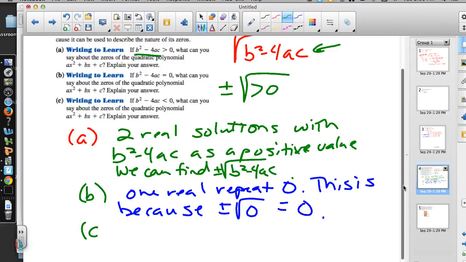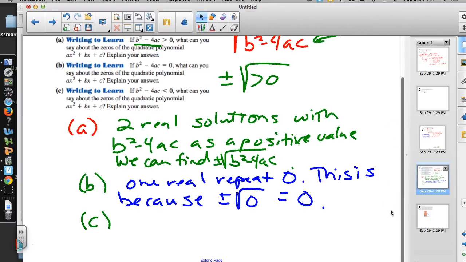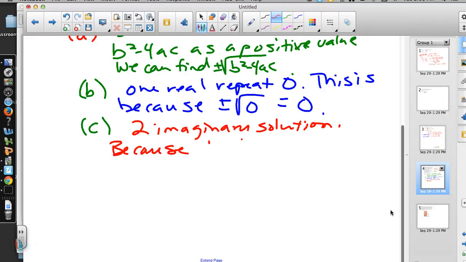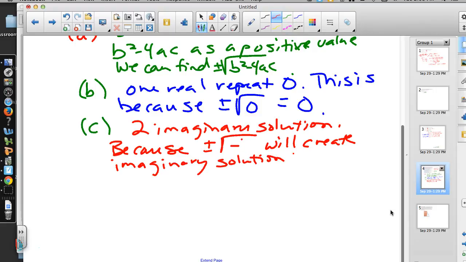And then part C says, how about if it's negative? What's going to happen? Well, that's what we spent a lot of time talking about in class today. We will have two imaginary solutions, or you could say complex conjugates, because plus or minus the square root of a negative number will create imaginary solutions. So a little reminder of the discriminant in that problem.